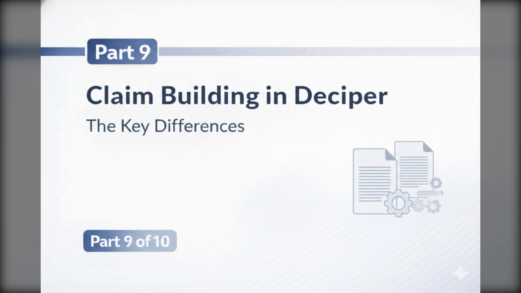All right, COB superstars, buckle up. We're diving headfirst into an absolutely critical part of our 10-part Mastering COB series today. You've crushed it through 8 fantastic modules, and now, for Part 9, we're tackling claim building in Decipher, the key differences. Understanding the intricate nuances in how we build claims within Decipher is where we really unlock efficiency and accuracy. It's all about those distinctions, right? Get ready to sharpen those skills, because you're about to become a maestro of Decipher claim building.